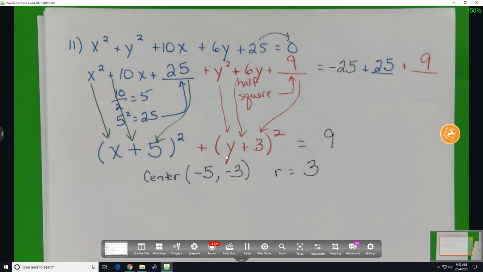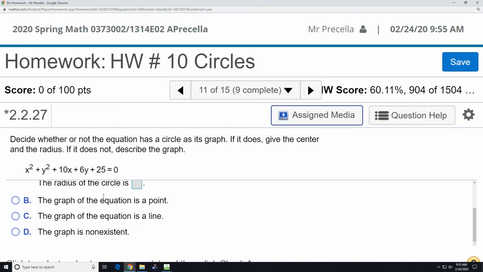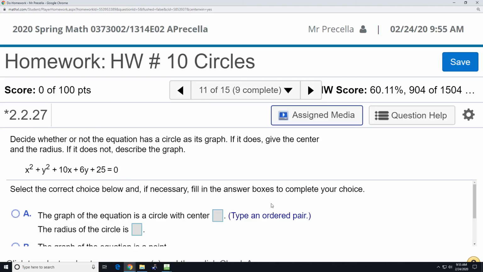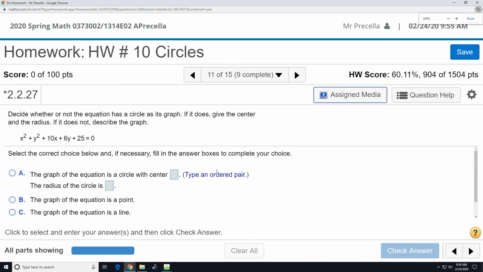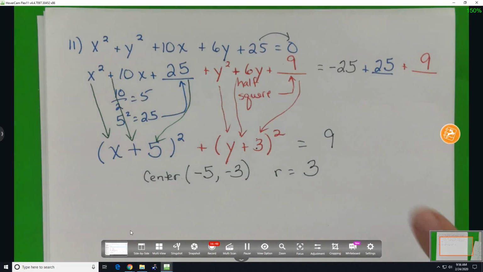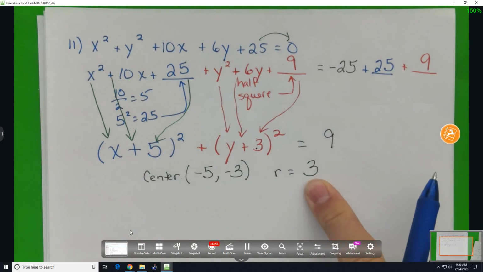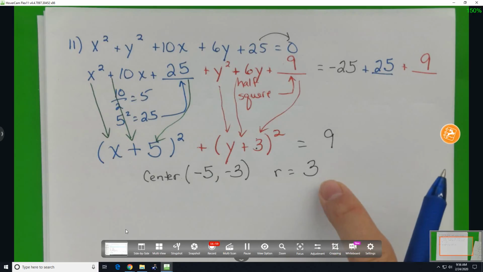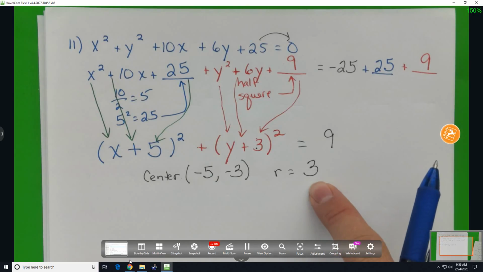So, let's see, which choice will I choose? Well, I'm going to choose this first one, and I'm going to have to make it a little bit smaller so it'll fit better on the screen there. The graph of the equation is a circle. Notice we couldn't exclude the point or the non-existent until we got to this step right there. If that R had been 0, you'd say point. If it had been a 3i, an imaginary number, you would have said non-existent. But you don't really decide that until the very end.